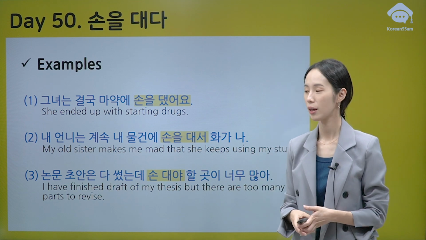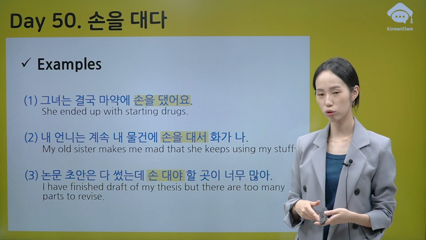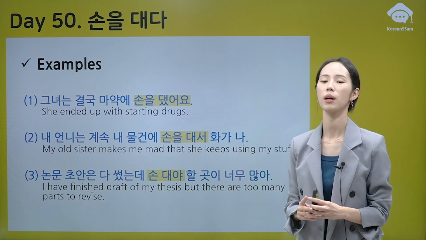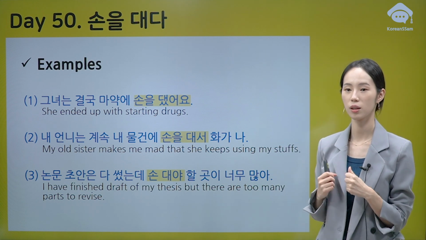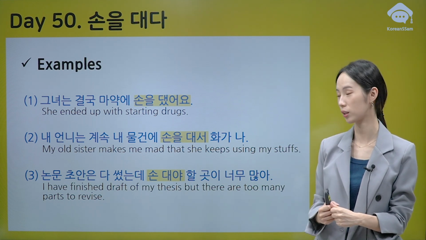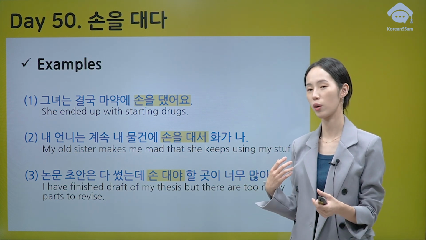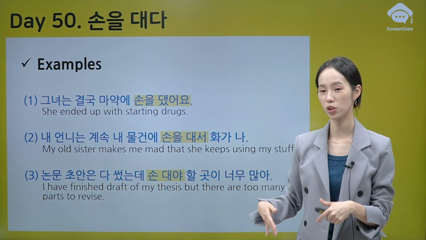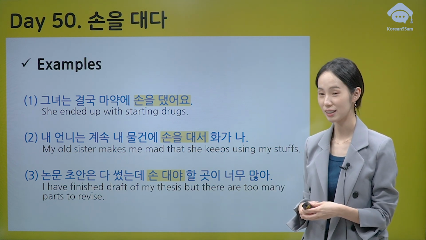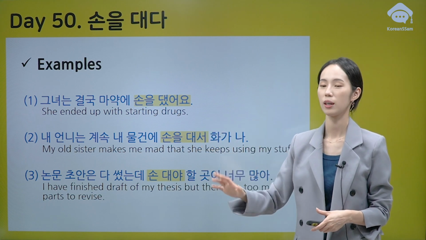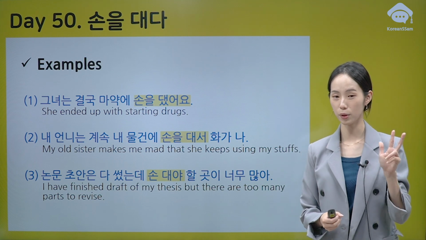And number 2, the second meaning, 내 언니는 계속 내 물건에 손을 대서 화가 나. My older sister makes me so angry, mad, that she keeps using my stuff without permission. Let's imagine that your sister is wearing your dress and your jeans without your permission. Then you get angry, right? So it means not just touch it. It means actually to use it. 손을 대서 화가 나요.